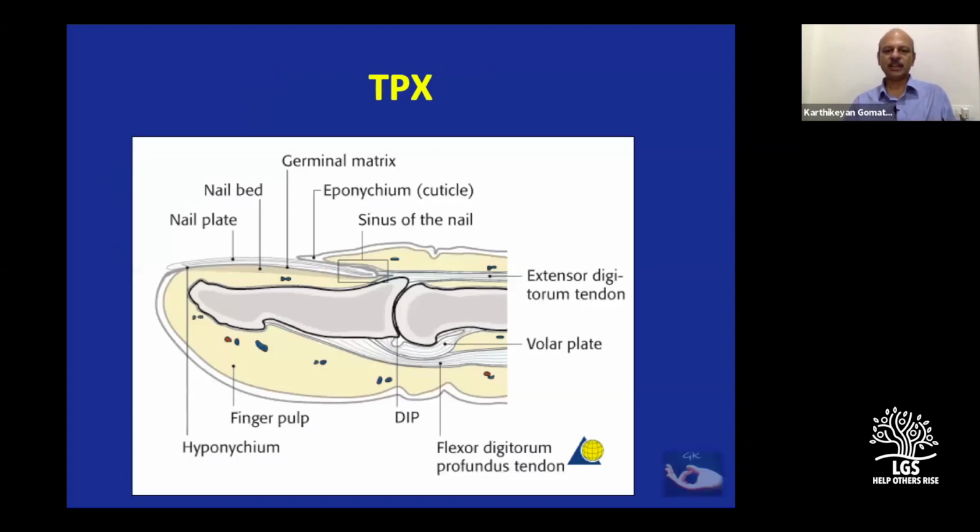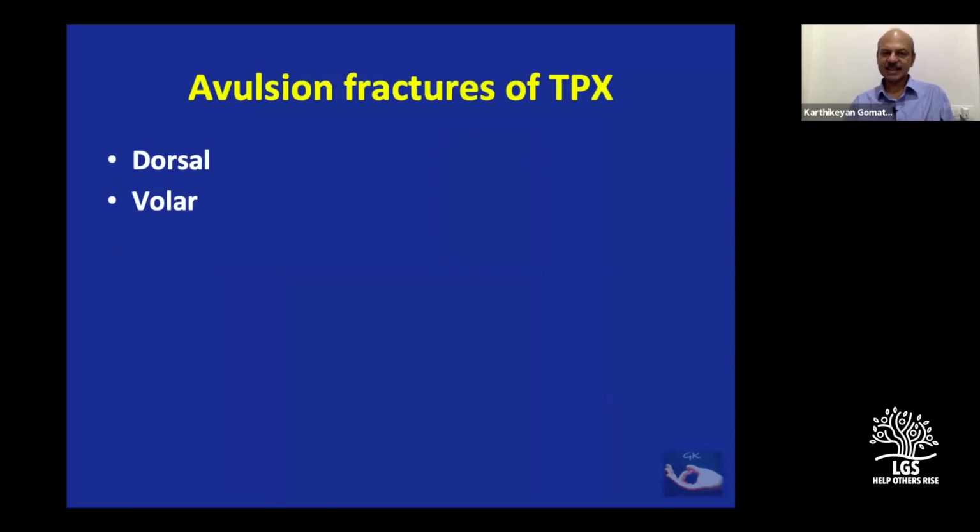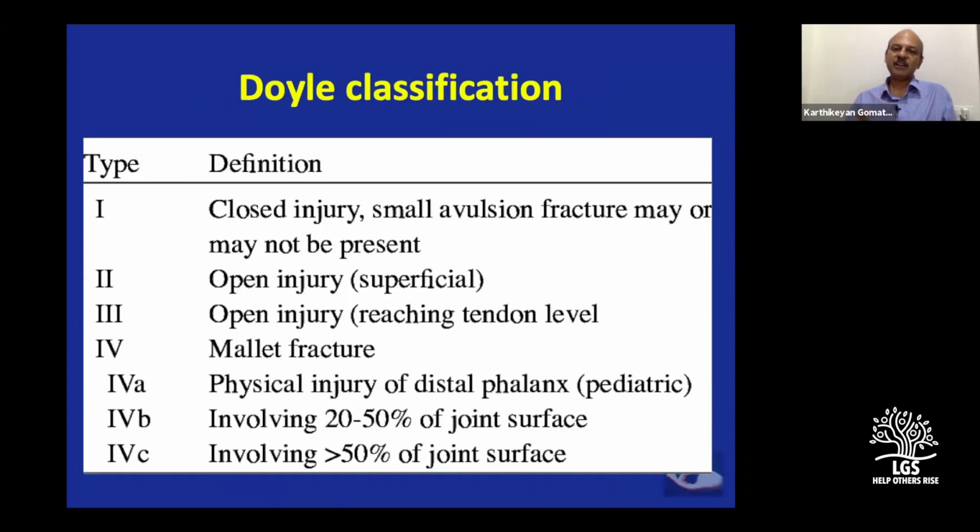This is the anatomy of the terminal phalanx to show the different parts, and the shaft fractures and the tuft fractures, which are usually managed conservatively with a good debridement and conservative management. Avulsion fractures, as I said, can be on the extensor side or on the flexor side, and as you know, the avulsion fractures on the extensor side can be classified by the Doyle classification of mallet injuries. And here, type 4B, you can make out it involves 20 to 50% of the joint surface, and 4C involves more than 50% of the joint surface.